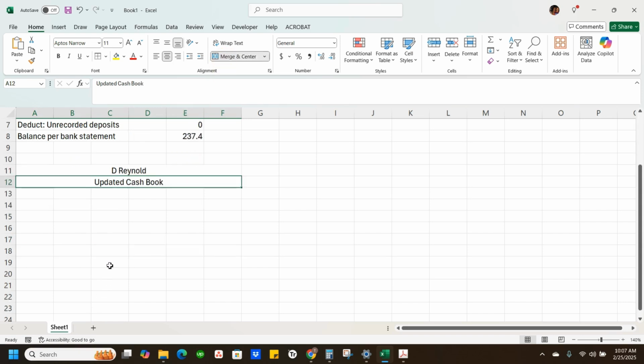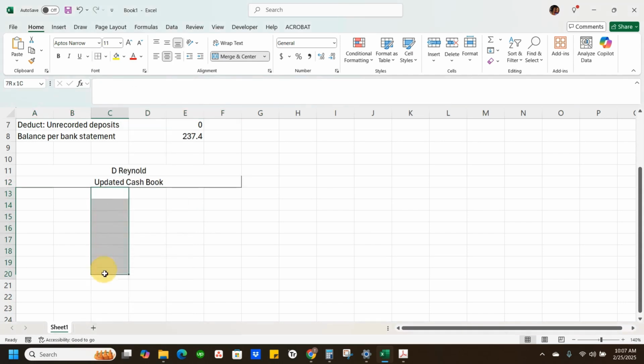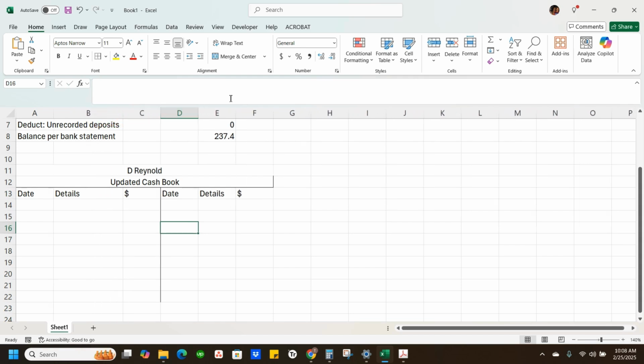Of course, you will not be taking this long to do this because you'll be writing this on your papers, but you feel free to fast forward. Right, now that I've set up my T account for my cash book, let me enter my column headings. We have date, details, $, or you can write the word amount, up to you. Just going to make the details column a bit wider.